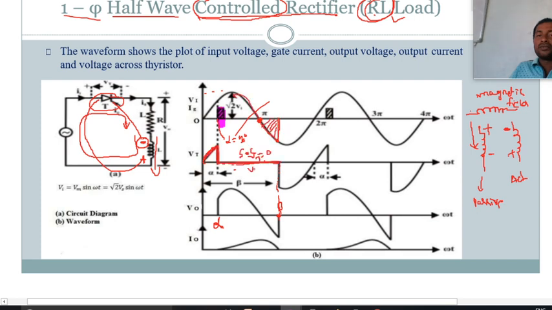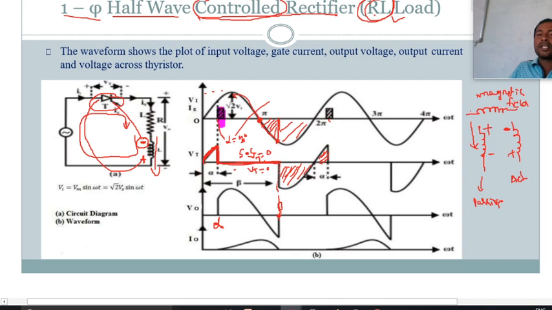Vt is equal to 0 up to this area, and after that one volt, the thyristor will be turned off, and in this area the thyristor opposes the flow of current to the load. Again this will continue until the gate pulse is given to the thyristor. If you don't give the gate pulse, the voltage across the thyristor will be sinusoidal. So until you give the gate pulse, alpha will continuously exist.